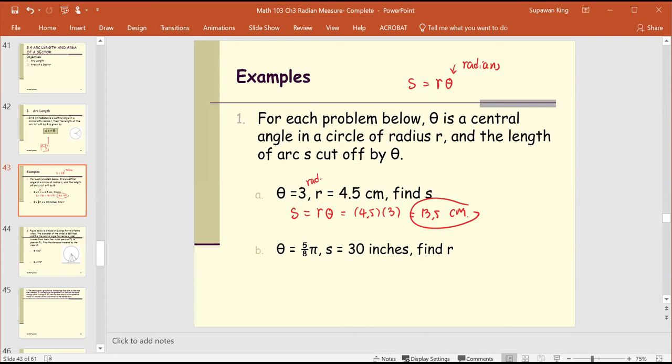Part B, an angle theta is 5 pi over 8, which is already in radian form. s equals 30 inches, and find r. From s equals r times theta, solve for r, we get r equals s over theta. So r equals s, 30 inches, over theta, which is 5 pi over 8. Simplify to have 30 multiplied by 8 divided by 5 pi. Put in a calculator to get 15.27. The unit is inches, the same as the unit of s.